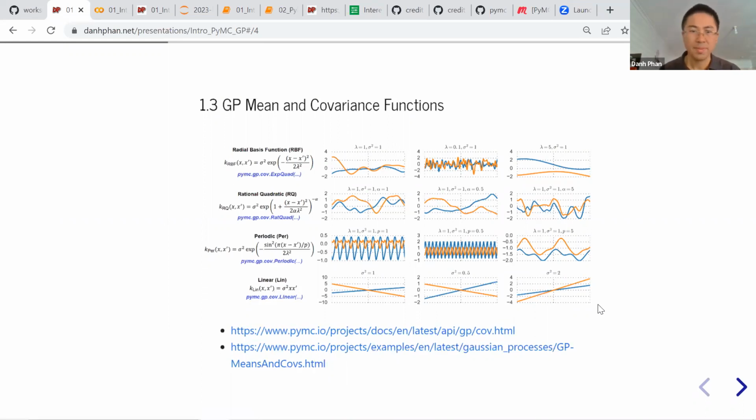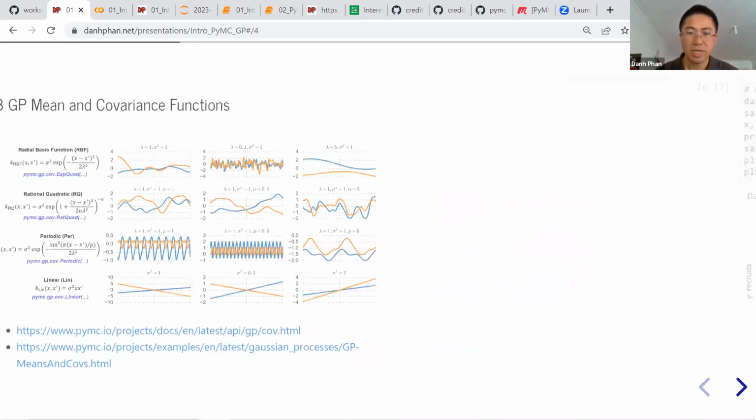the PyMC documentation. But basically, in a Gaussian process, we will use different covariance functions to represent and learn the data, that is, to represent our covariance matrix. We will go to some examples.